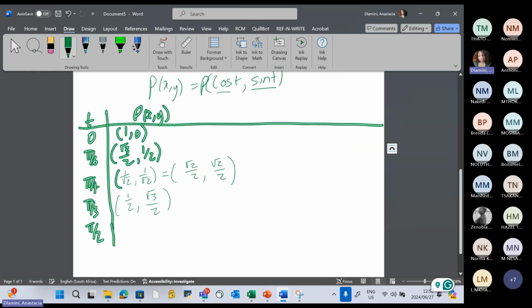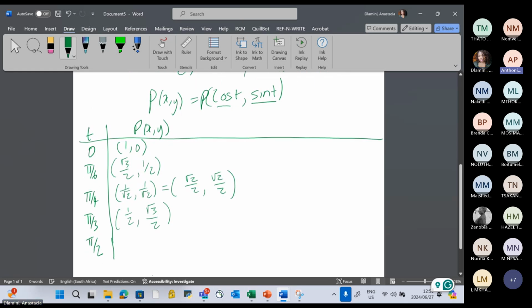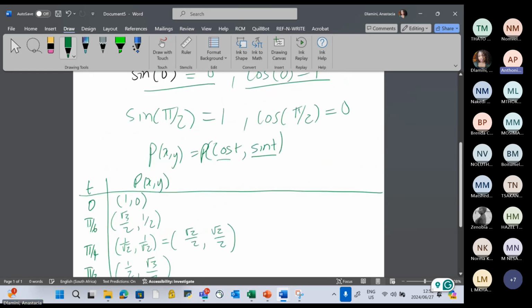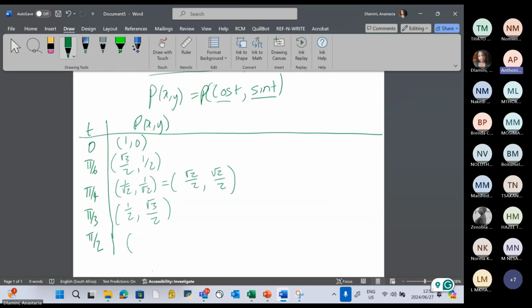What is the terminal point for pi over 2? 0 and 1.